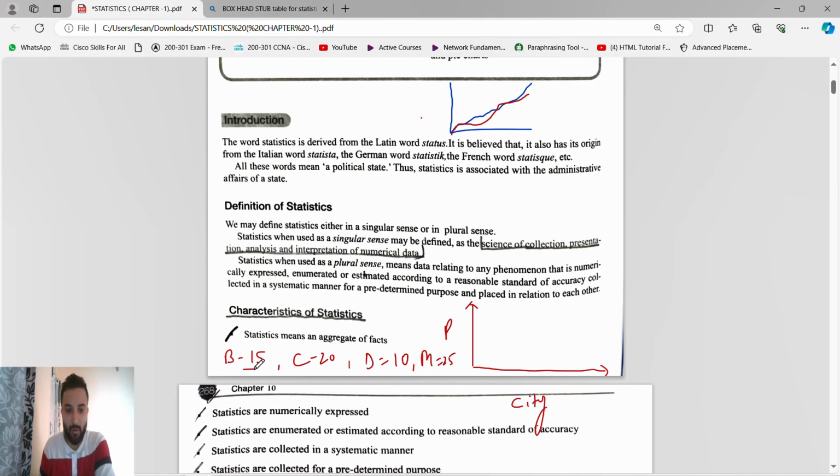So these are numeric values, right? Now it becomes very easy to make a graph. We will mark 5, 10, 15, 20, 25, 30, like that. Then Bangalore is 15 here. Chennai is 20 lakhs. Delhi is 10 lakhs. Mumbai is 25 lakhs. See, if I give you numeric values, meaning quantitative data, then it is very very easy to draw a graph.